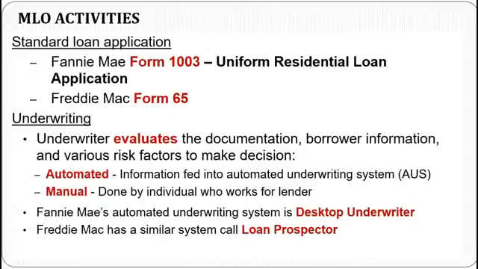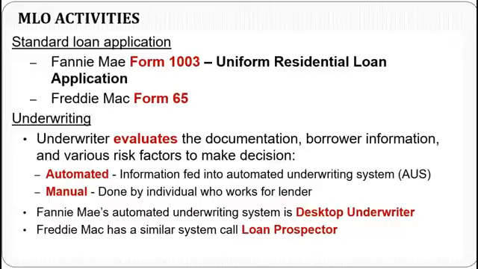You need to know underwriting. There's 2 types of underwriting. Automated underwriting, done by a computer to save money, AUS, and manual underwriting, the old-fashioned way with just a calculator and a pencil. You need to know the 2 main types of underwriting systems, computer systems used in the industry, and by whom. Fannie Mae uses one called DU, Desktop Underwriter. Freddie Mac uses a system called LP, Loan Prospector. You need to know who Fannie uses. You need to know who Freddie uses.